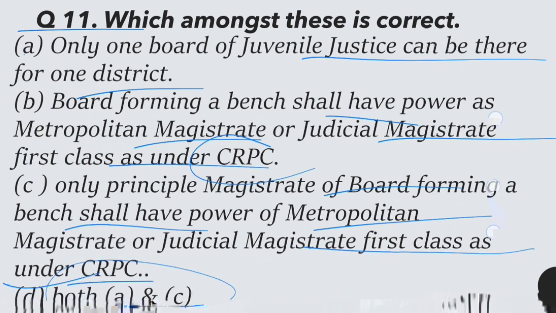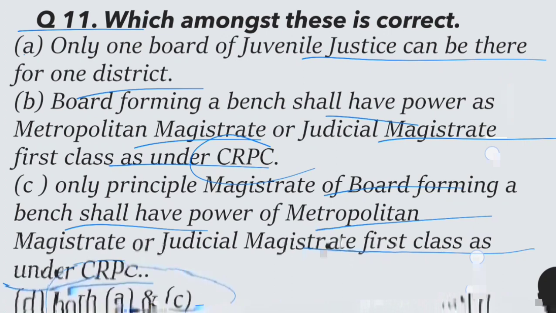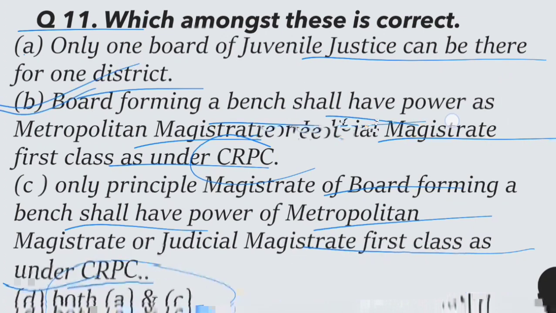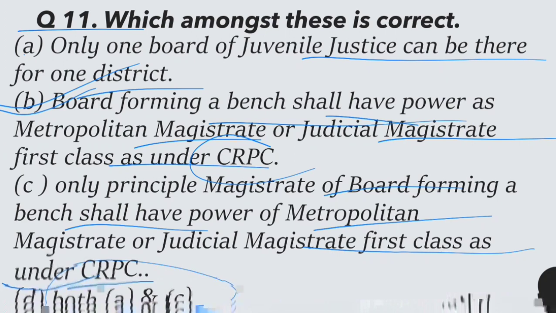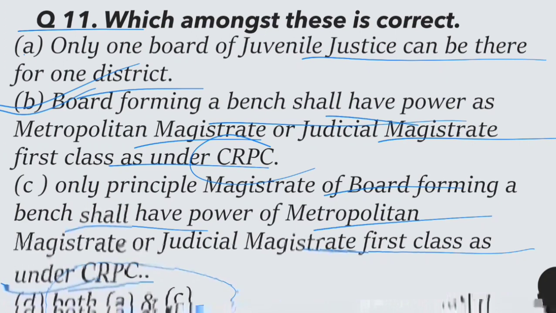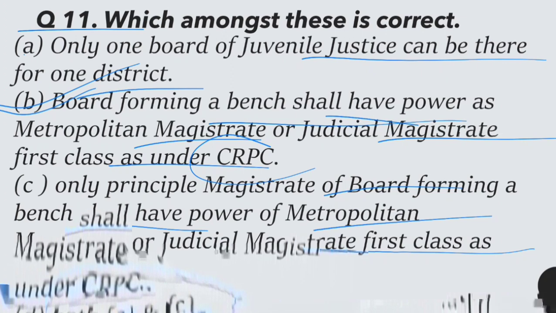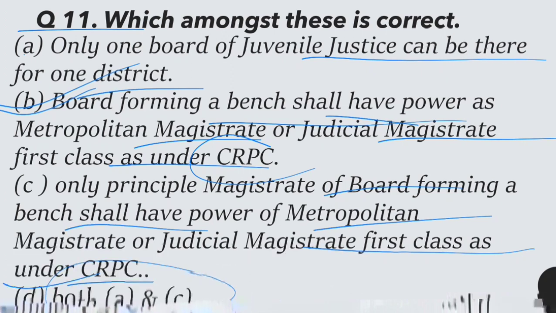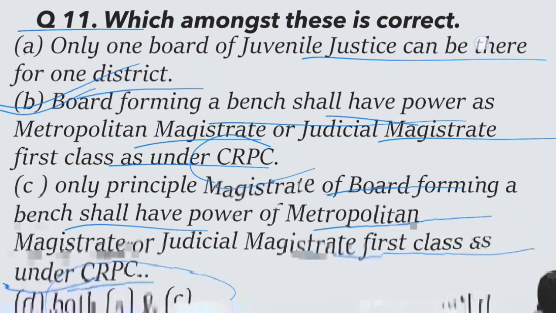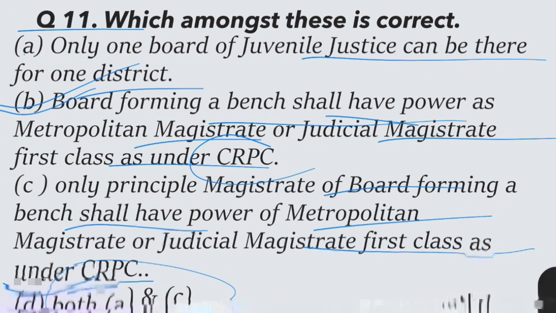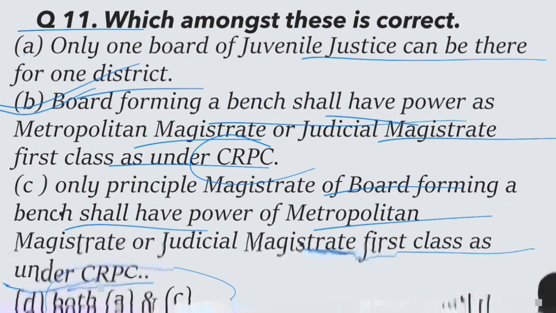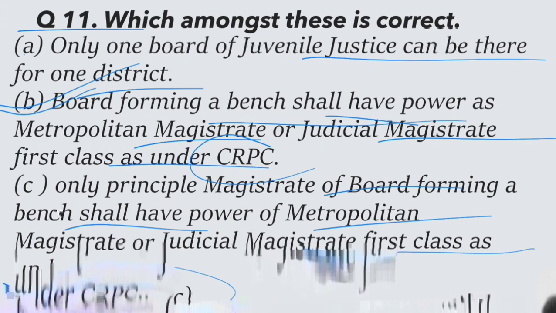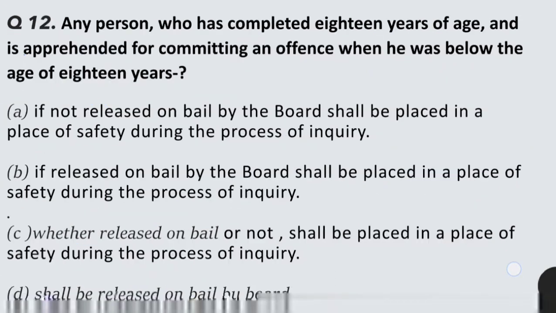If you read the provisions again properly, then you will find out that the correct answer is B, that board forming a bench shall have power as metropolitan magistrate or judicial magistrate first class as under CrPC. It's not just for principal magistrates to have such powers, but the whole of the board shall have such power as of metropolitan magistrate or JMFC provided in CrPC. So B is the correct option.